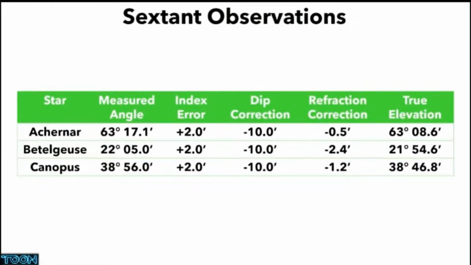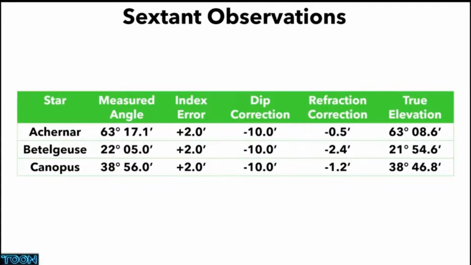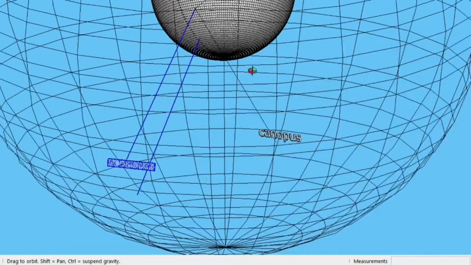All we need to do is add them to the measured angles to get our true elevation, or true altitude. So for the star Alkenar, you did like 10 arc minutes correction. That's like 0.17 degrees. Let's see how that looks in a 3D model. All the measurements on the star Alkenar.